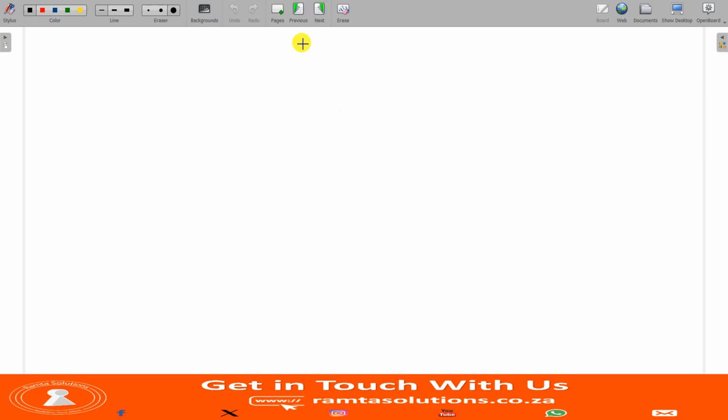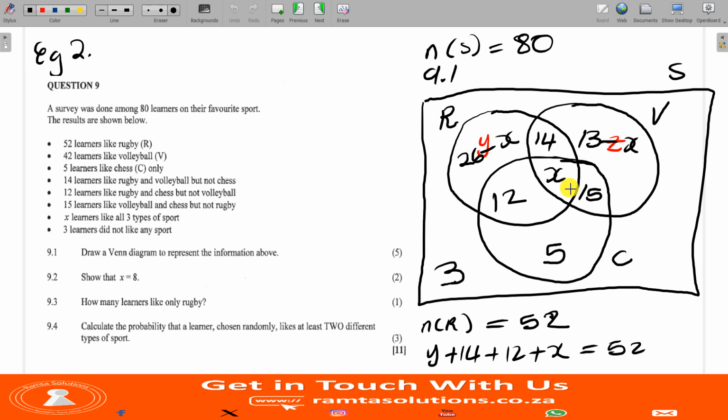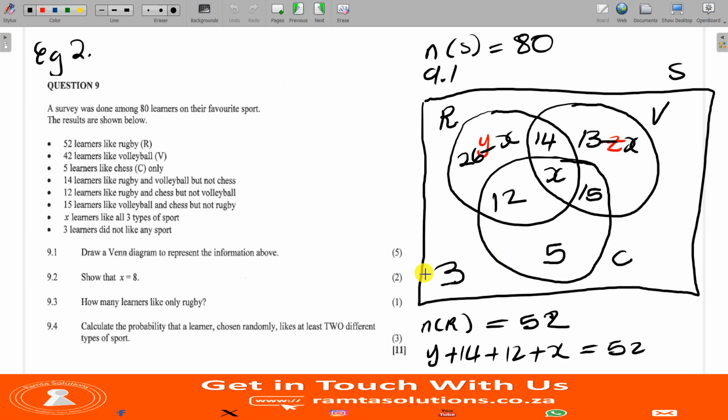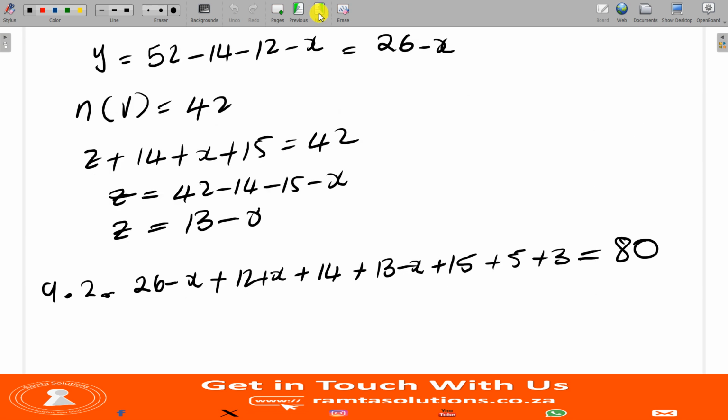Now I'm heading to c. It seems I've added all of them except the 5, then I add the 5. And what else do I need in the sample space? This 3. Remember, all these together are to be 80. Now we take our calculators. We say 26 plus 12 plus 14 plus 13 plus 15 plus 5 plus 3. What do we get? We get 88.